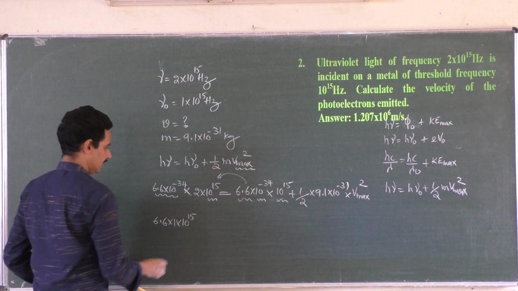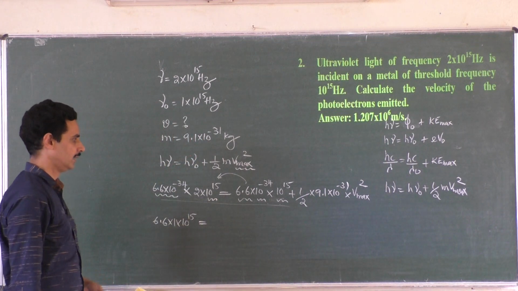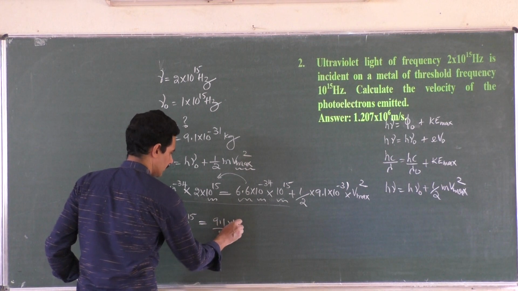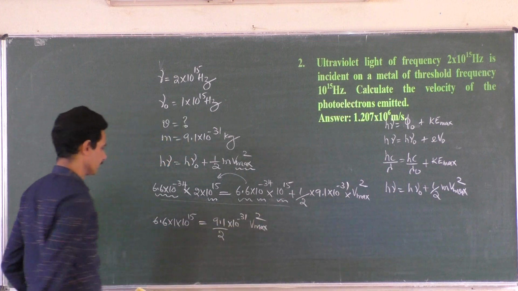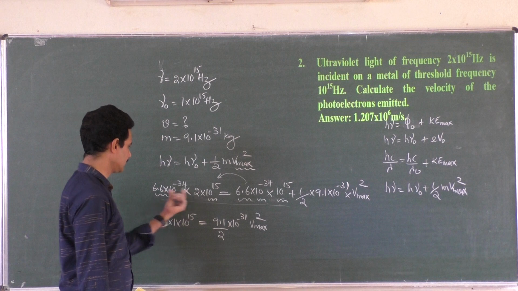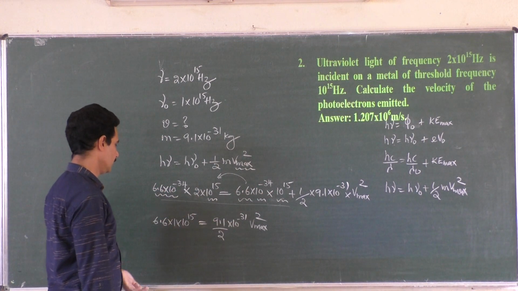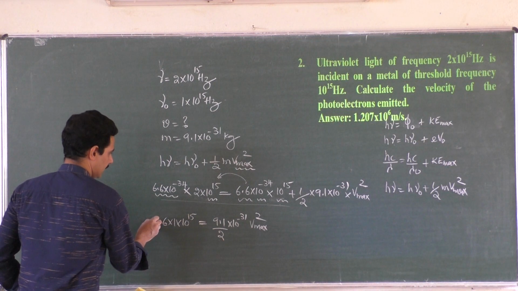power 15 is equal to 9.1 by 2 into 10 to the power minus 31 V maximum square. Okay, twice this number, once this number, minus, 2 minus 1 is 1, only once. So, I can bring 2 here, right? Then what it will be?